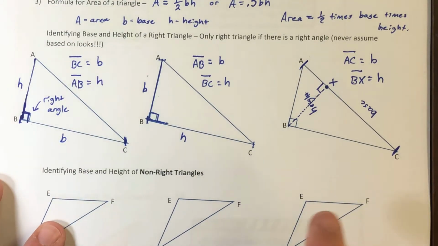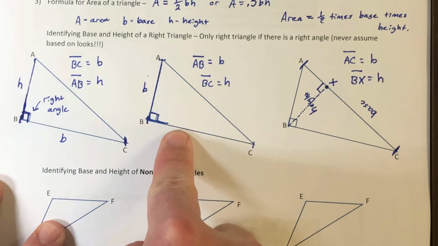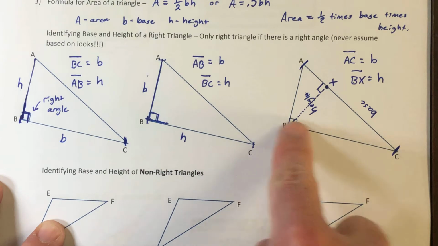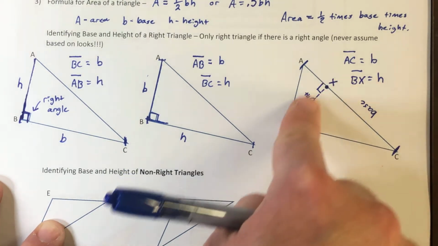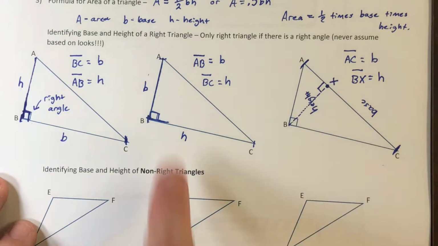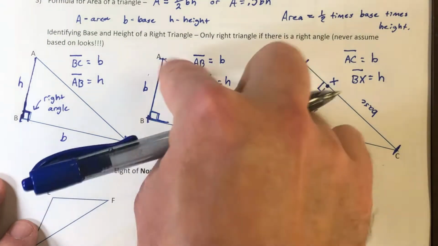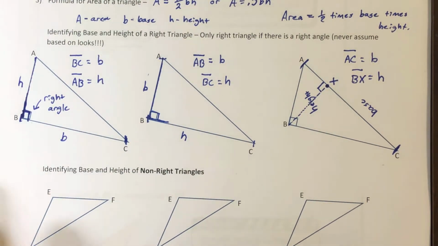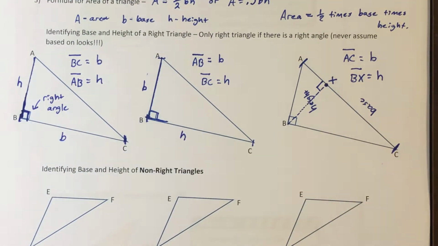Again, they must form right angles, bases and heights. So if this is my base, this cannot be my height. That can't be my height. You have to draw in your height. Here, I did not have to draw in my height because those two lines already formed a right angle. Okay, those are the easy ones.